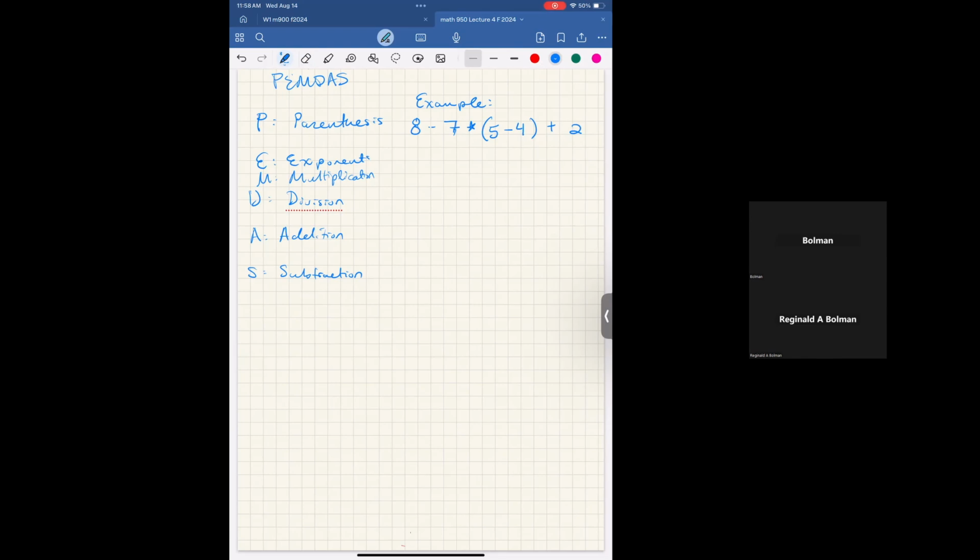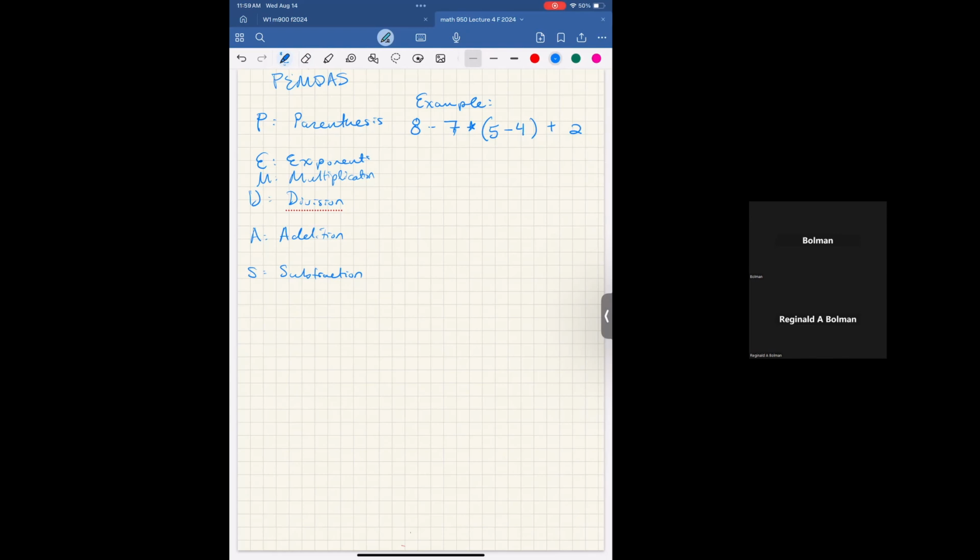And what PEMDAS stands for, if you guys recall, is parentheses. That's what the P means. Exponents, multiplication, division, addition, and subtraction. So what that means for us is that we're going to look at this expression, and wherever you see parentheses, we're going to calculate whatever happens to be in those parentheses first. And not just a set of parentheses, but what is inside of the innermost set of parentheses first.